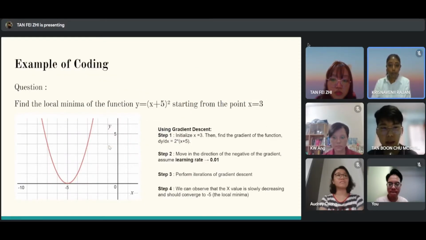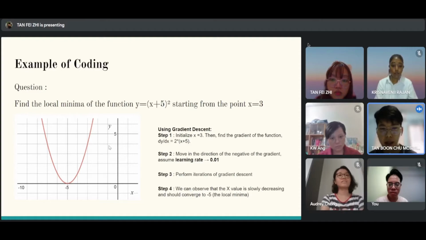So for the example of coding, I would like to introduce with a simple question, which is to find the local minima of the function y equal to (x plus 5) to the power of 2, starting from the point x equal to 3, as shown in the figure here. As you can see from the figure, the answer is clearly negative 5.